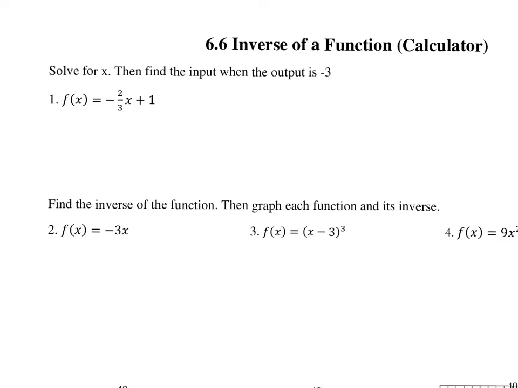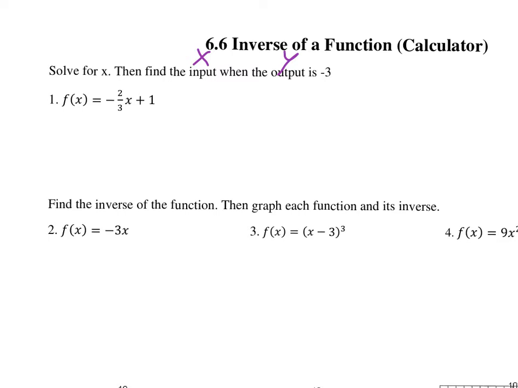So, the first part of this, we want to solve for x, and then find the input when the output is minus 3. Now, inputs and outputs, we've talked about these before, but in case it's been a while, our inputs are x values, and our outputs are the y values. So we want to solve for x, then find the x value that makes the y value negative 3. So let's go ahead and do this.